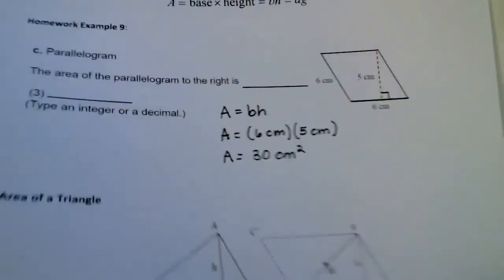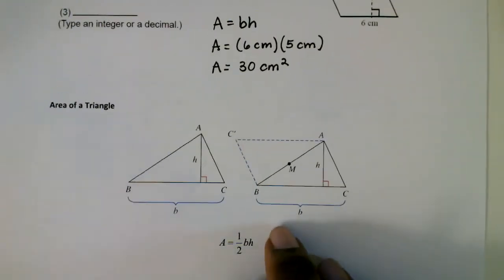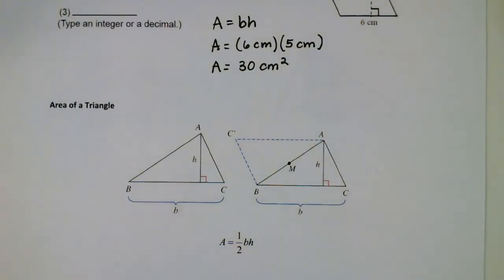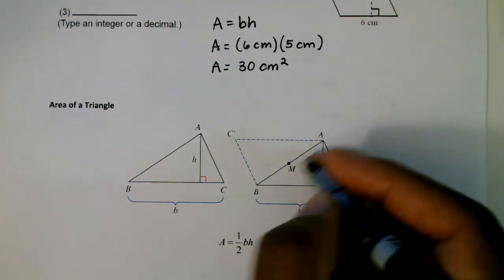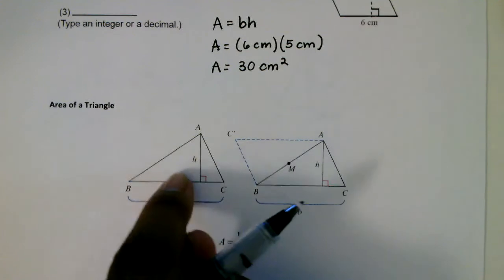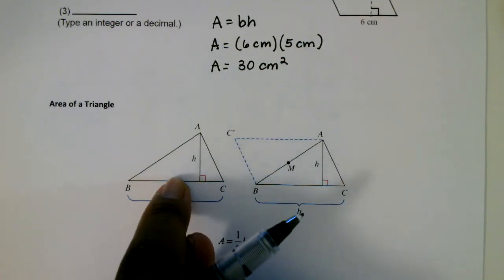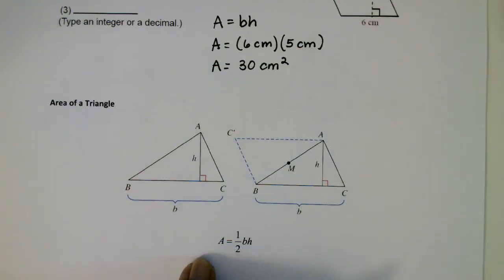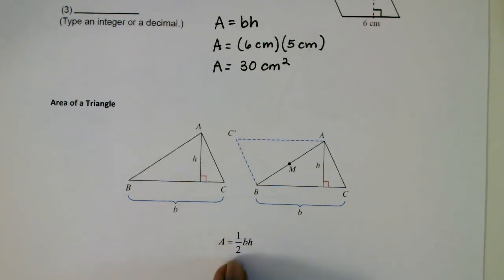Next is the area of a triangle. Now if I take half of a parallelogram, cut it along its diagonal, I will have a triangle. And since the area of a parallelogram is the base times the height, the area of a triangle is pretty much half the area of a parallelogram, which is 1/2 the base times height.